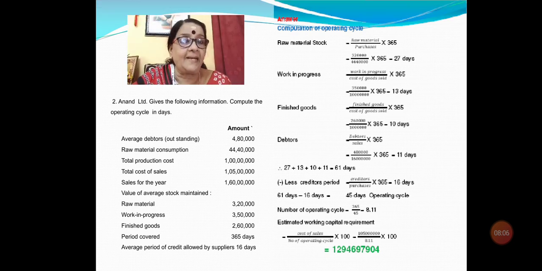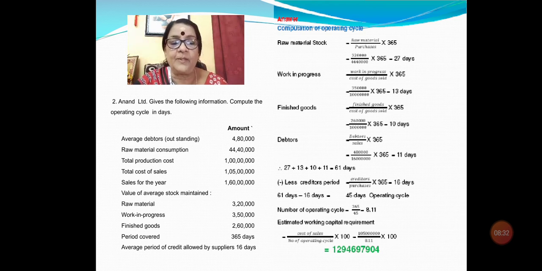So all of you take the second problem. A Limited gives the following information. Compute the operating cycle in days. Average debtors outstanding 4,80,000, it is given there. That is a starting one. So here also we have to find out the raw material conversion period, work in progress conversion period, finished goods conversion period, debtors collection period, and creditors payment period.